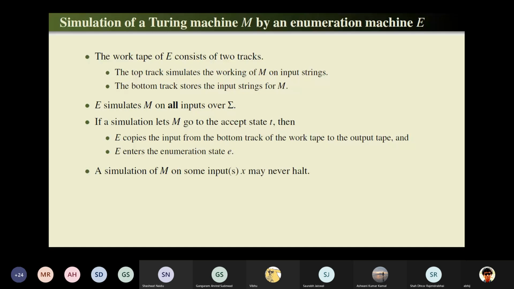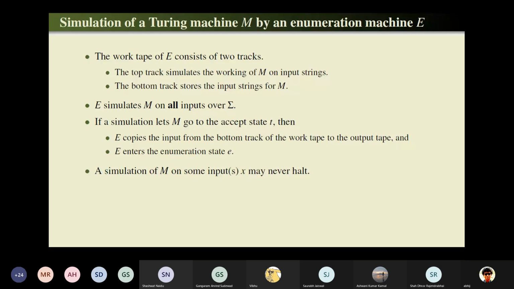There is a small thing here this enumeration machine has to handle, and in fact we will see in future that Turing machines will also handle this kind of situation. This is what is called time sharing, and it is very, very important. Now this enumeration machine is doing this thing, but in future our Turing machines will do this kind of time sharing. So what is the problem?